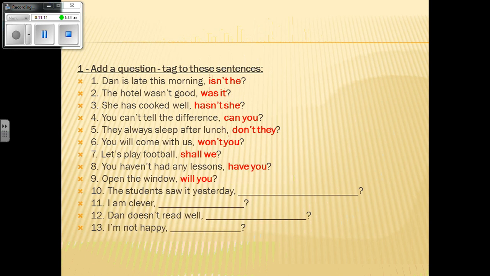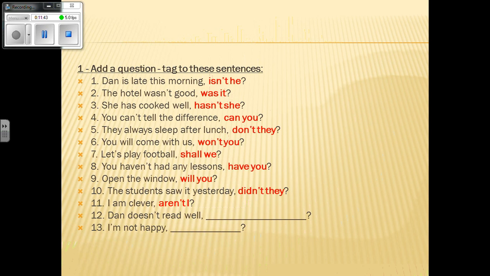The students saw it yesterday. So it's a verb in the past tense. And we don't have any of verb to be, any of verb to have, any of the modal verbs. So we will use did. But the sentence is in the affirmative case. So it will be didn't. The students, its pronoun is they. So it will be didn't they? I'm clever. This is an exception. It will be always aren't I?